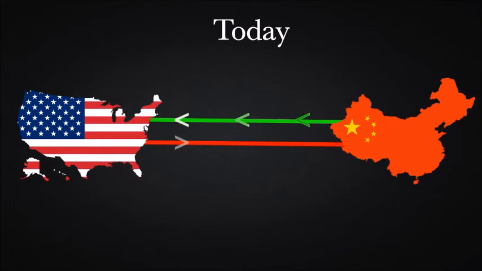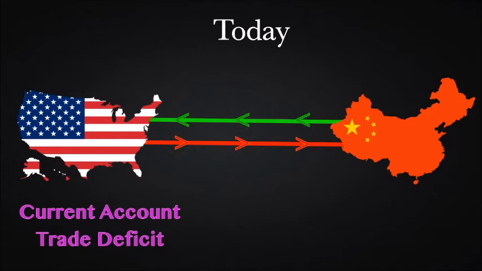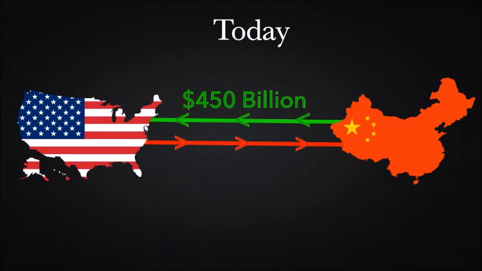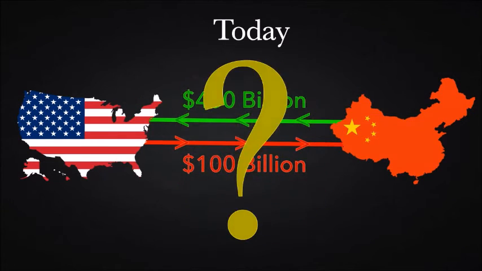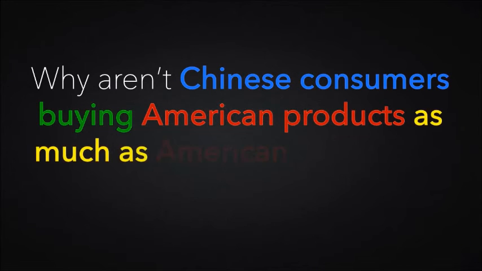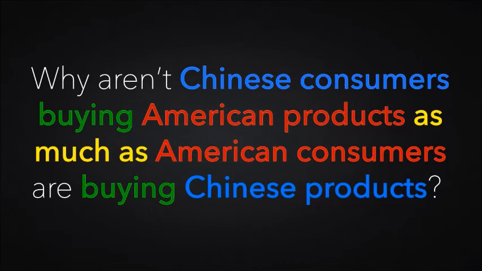Nowadays, China, a developing country, has capital flowing into the US. This is the main reason behind America's current account trade deficits. And that just means far more goods and services are being imported than exported. Right now, the US is importing around $450 billion a year from China and exporting around $100 billion a year. What could be the reason behind this? Why aren't Chinese consumers buying American products as much as American consumers are buying Chinese products?